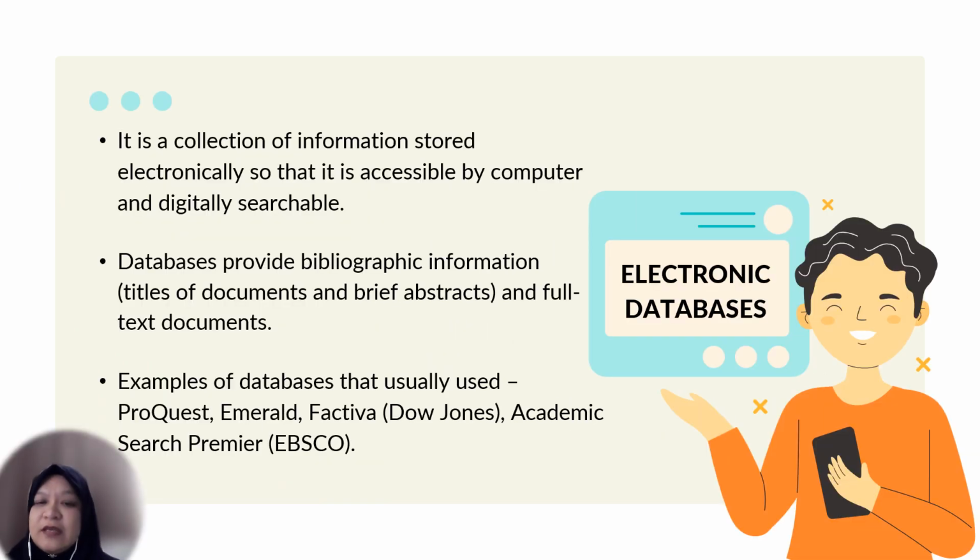Next, we have the electronic databases. It's a collection of information stored electronically so that it's accessible by computer and digitally searchable. By using these electronic databases, it will provide the bibliographic information, like the titles of the documents and brief abstracts, and also the full text documents for you to read. The databases that we usually use are ProQuest, Emerald, and Academic Search Premier.